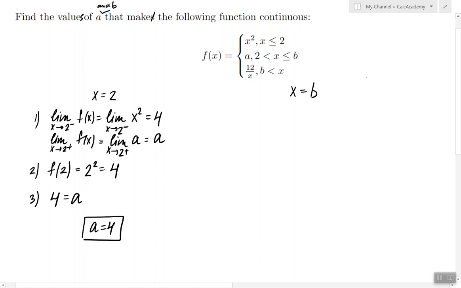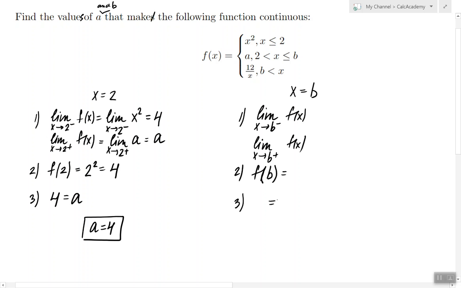Now, what happens as x approaches b? Well, first, if we want the function to be continuous there, we have to make sure that as x approaches b from the left, that limit is the same as x approaches b from the right. And at the same time, we have to make sure that f of b exists and all three quantities are the same. So let's start with the limit of the function as x approaches b from the left.